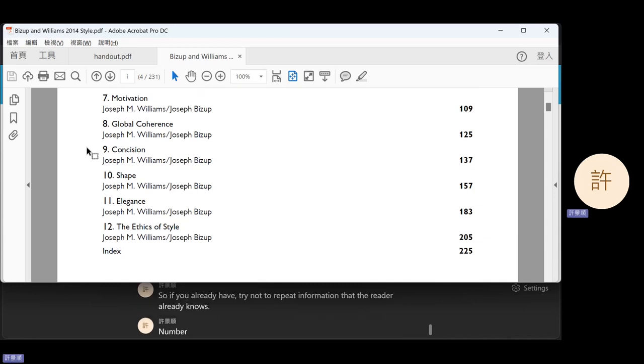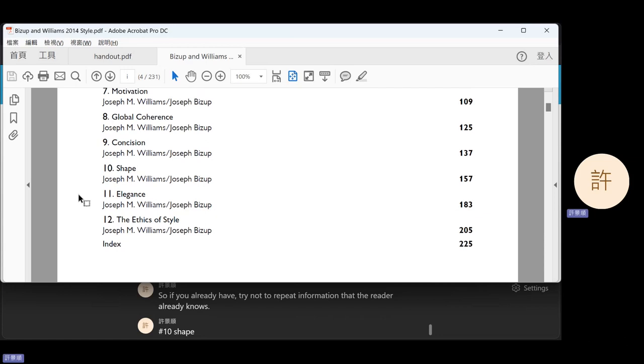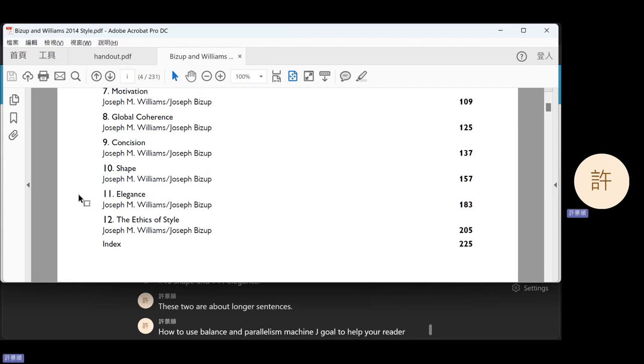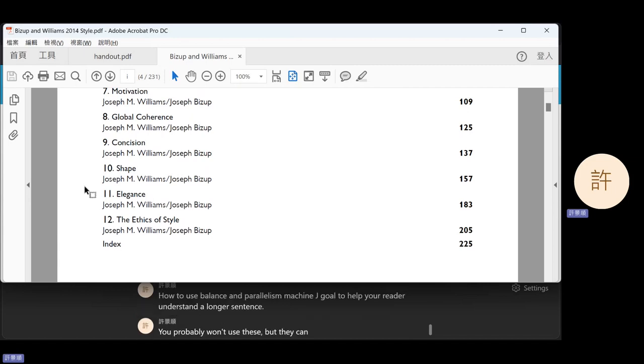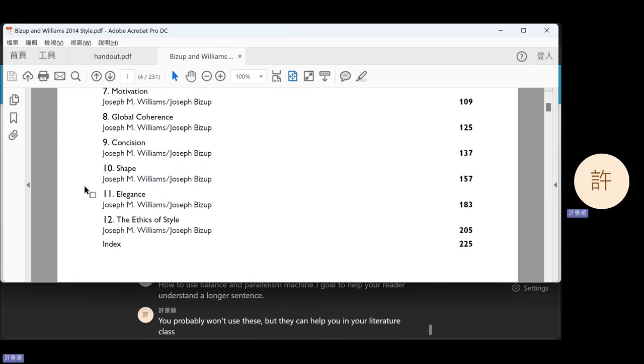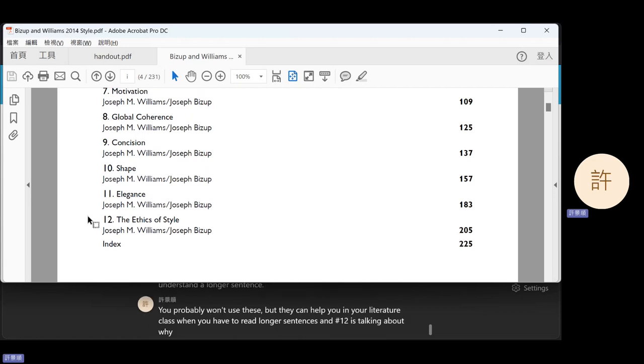Number 10, shape. And number 11, elegance. These two are about longer sentences. How to use balance and parallelism, 平行结构, to help your reader understand a longer sentence. You probably won't use these, but they can help you in your literature class when you have to read longer sentences. And number 12 is talking about why style is important.